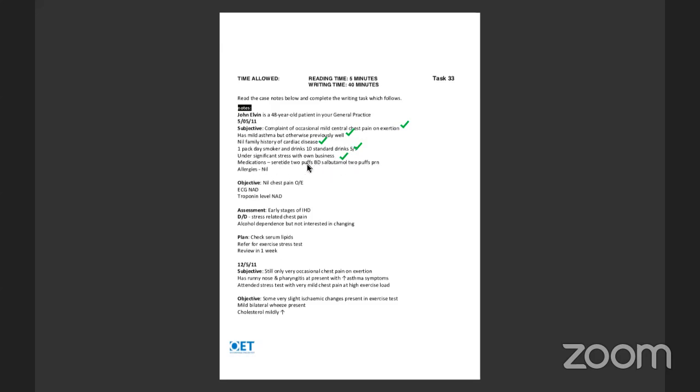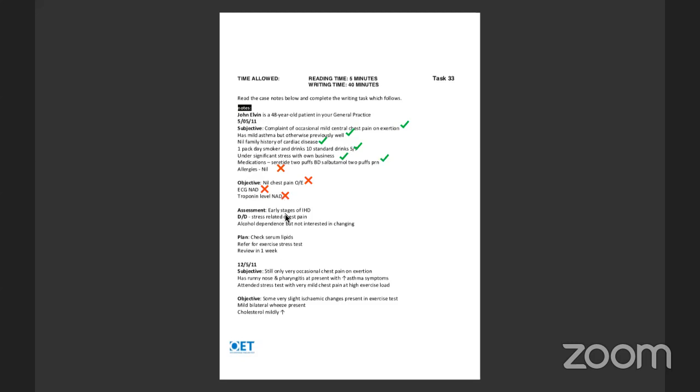In terms of medication, the patient reported taking Seretide 2 puffs BD, salbutamol 2 puffs PRN. Yes, this is important information. There are no reported allergies, hence you can ignore this information. This is not that important. Nil chest pain on examination. We don't need this information because things are negative. Things which are negative, we don't need this information. ECG, no abnormalities detected. We don't need this. Troponin level, no abnormalities detected. Hence, we don't need this.